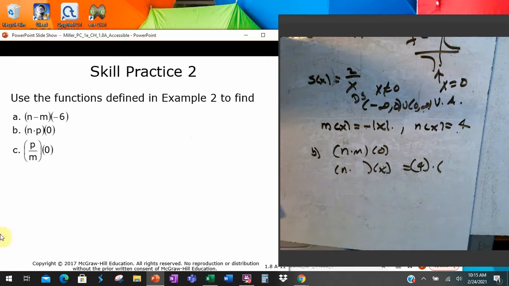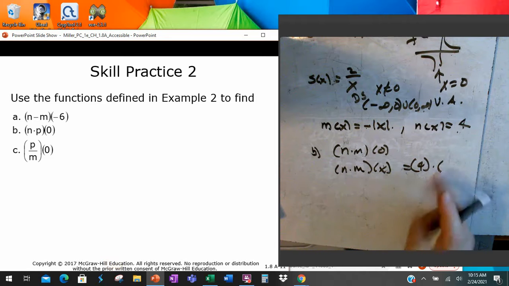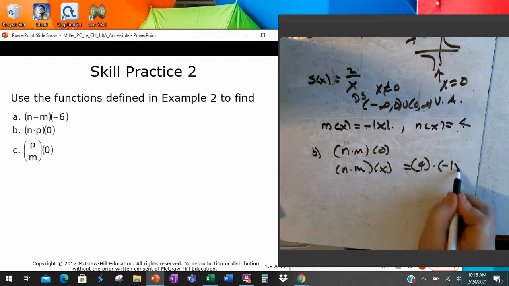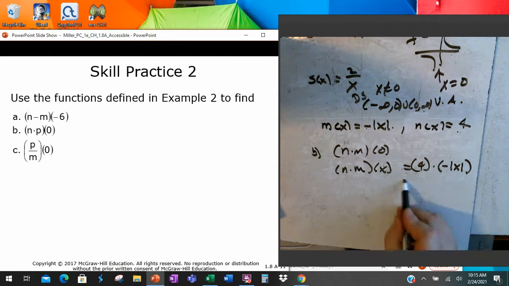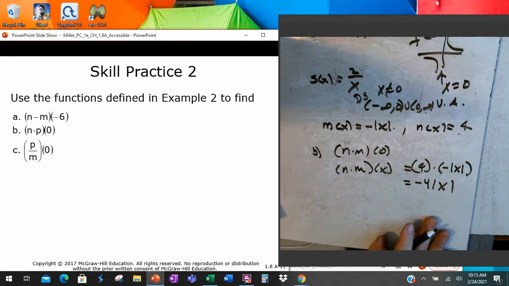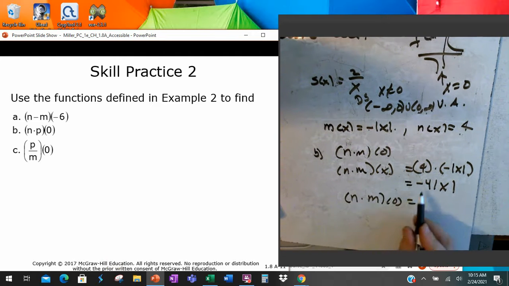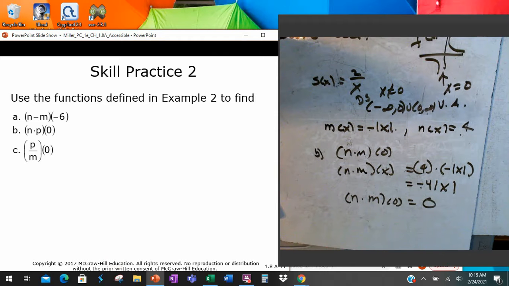I think the slides from McGraw-Hill kind of messed up on this. Let's do it this way. So n of x times m of x, minus the absolute value of x. And then once I've done this, minus 4 times the absolute value of x, then I evaluate it at 0. N times m of 0 is equal to absolute value of 0, which is just 0, times negative 4, that would just be 0.